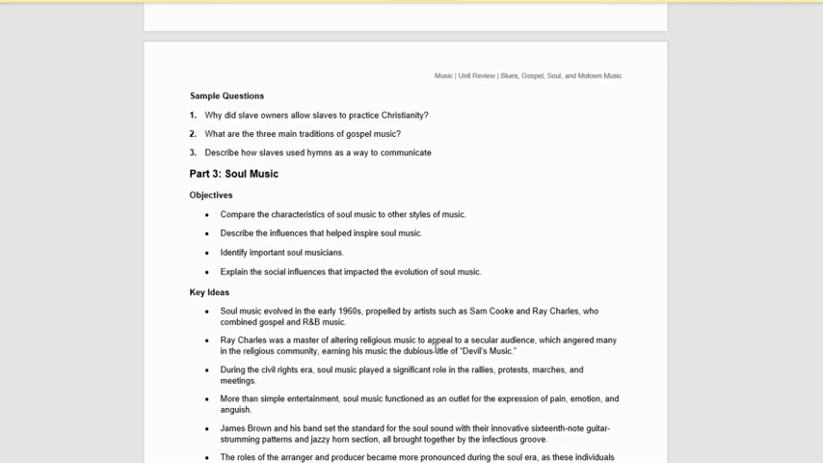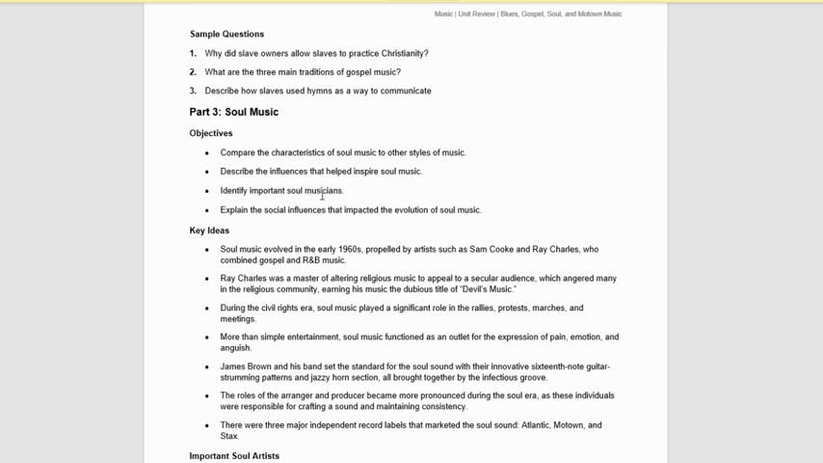All right, now soul music. Got some objectives here and key ideas as well. And I noticed that it starts out with mentioning Sam Cooke and Ray Charles, and we briefly talked about Sam Cooke, but be good going over these because these might be things that you may have forgotten that we didn't focus on as much, and they might come up on the test. You can always go back into the unit and read about it again.